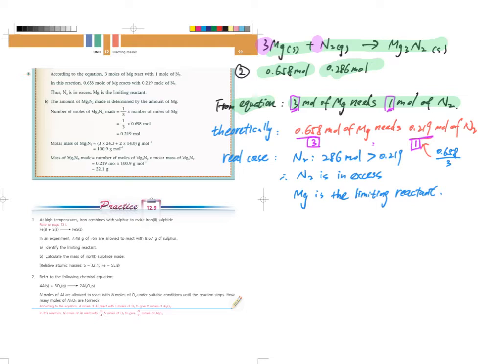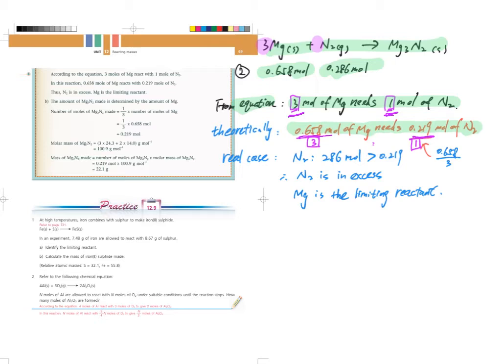Then, theoretically, if you use the number of moles from the question, 0.658 mole of magnesium, and the ratio is 3 to 1, it just needs 0.219 mole of nitrogen theoretically, because the mole ratio is 3 to 1. Can you see that? It's 3 to 1 in the equation. So how can you make it 3 to 1? When 0.658 is 3, then 0.219 should be 1.